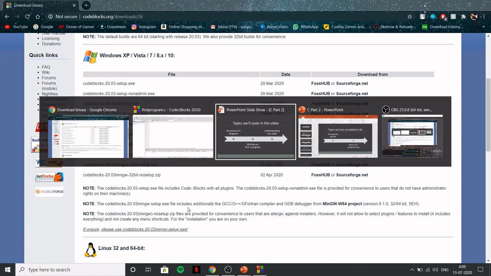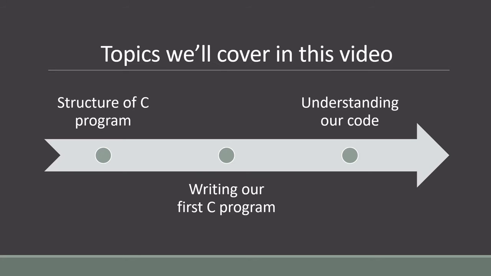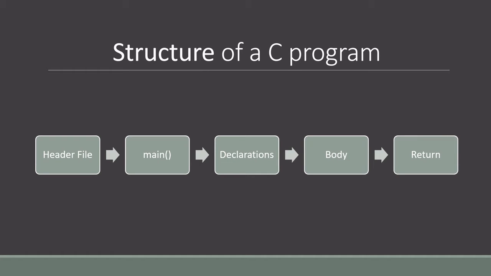Now, let's discuss the first topic of today's video, structure of a C program. So there is a structure in which any C program is written, and writing it in any other way will produce an error. The structure of a C program is something like this. At the very top comes the header file, followed by the main function. Inside the main function there are declarations and body, and at the end there is the return statement. C follows a top-down approach, which means when the computer tries to understand our code, it starts from the very top, that is, from the header section.